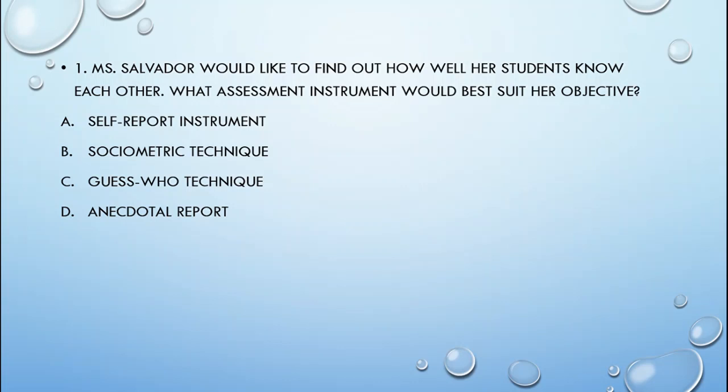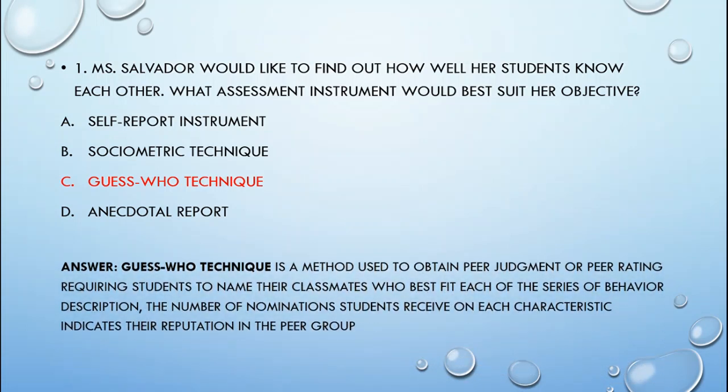Number 1. Ms. Salvador would like to find out how well her students know each other. What assessment instrument would best suit her objective? The answer here is letter C, Guess Who technique. A Guess Who technique is a method used to obtain peer judgment or peer rating, requiring students to name their classmates who best fit each of a series of behavior descriptions. The number of nominations students receive in each characteristic indicates their reputation in the peer group.